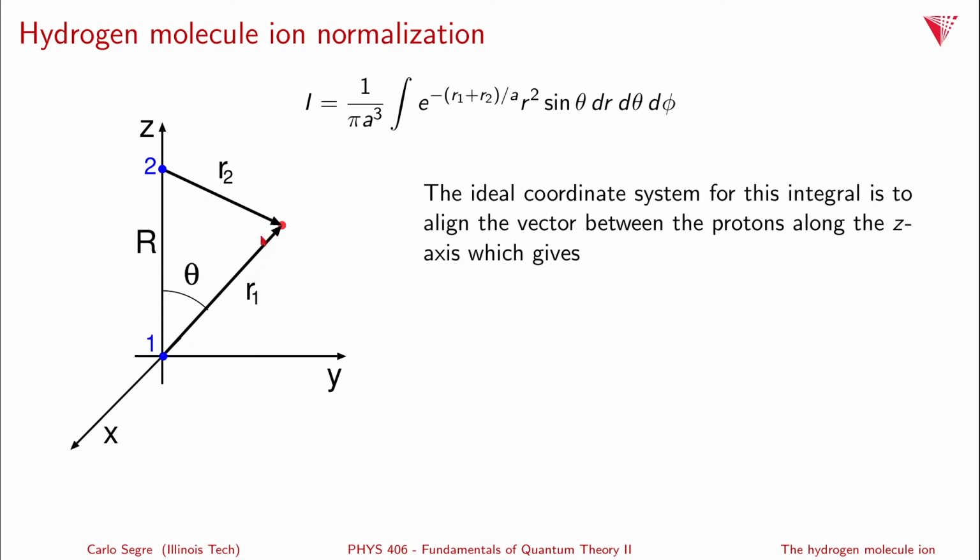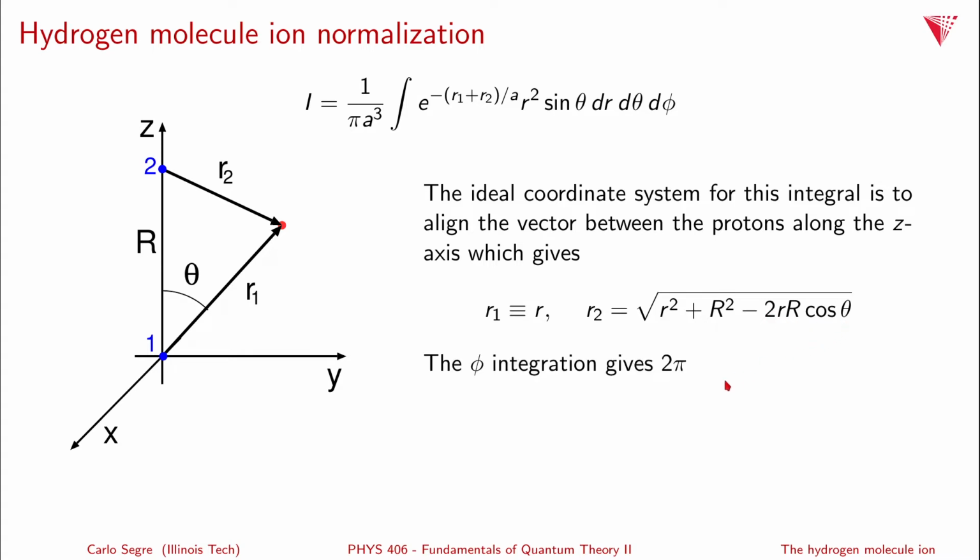That makes this triangle here, which we can use to calculate the value of R2. So R1 is simply equal to r. But R2 can be written now in terms of this triangle as the square root of r squared plus capital R squared minus 2r capital R cosine theta. If we do the phi integration, since there's no phi dependence anywhere, we get 2 pi.